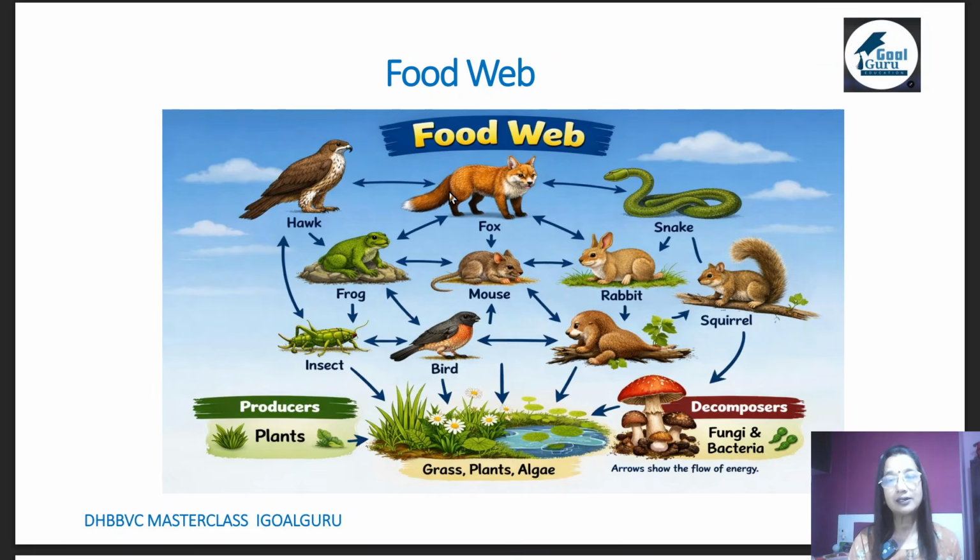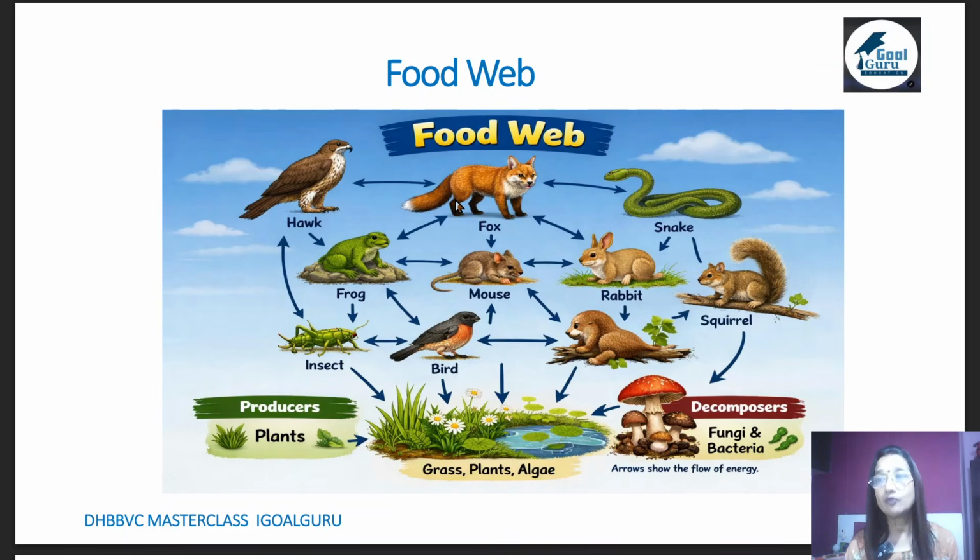Now, let us consider a real life example. What is your own diet? Do you eat only rice every day? No. You eat chapati, you eat vegetables, you eat fruits, milk, pulses, eggs, or many other foods. Similarly, animals also do not survive on just one food source. Nature always provides alternatives. That makes the ecosystem more stable.